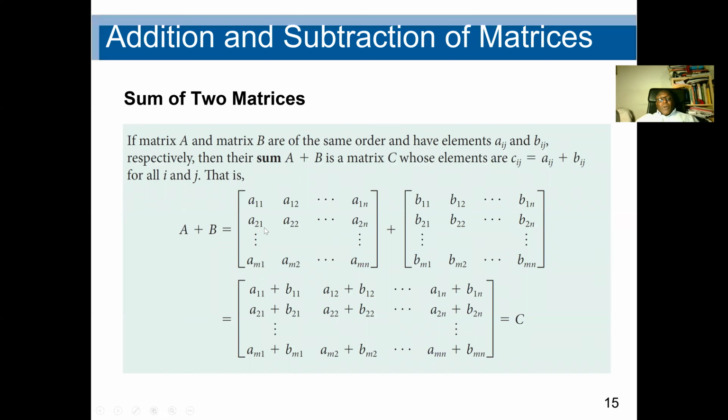So this is an example. I have A plus B. This is correct since the sizes are the same. The number of rows for A is the same as the number of rows for B, and the number of columns for A is the same as the number of columns for B. So they are the same. A and B can be added, and later we get it down.